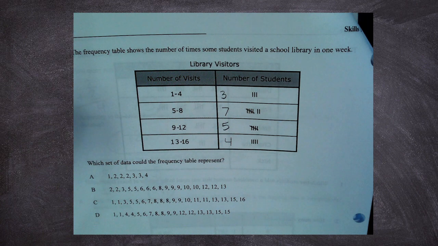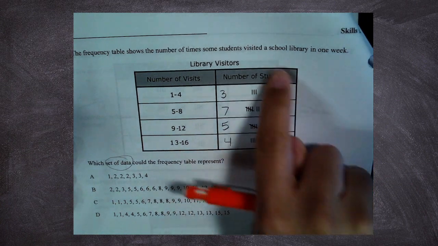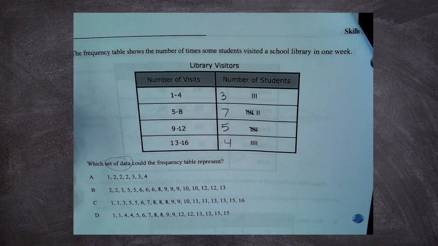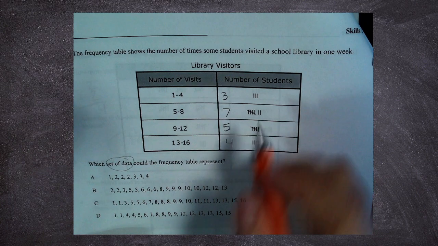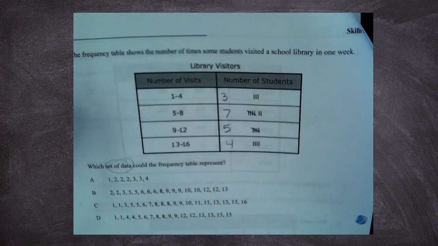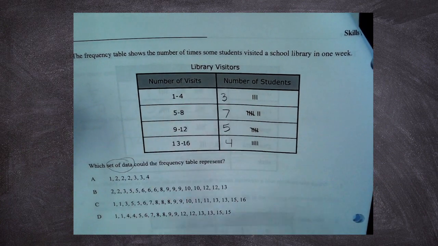Okay. Our question says, which set of data could the frequency table represent? So what they're asking us with this question is which set of data, which set of numbers could be the one that they used to make this frequency table. Here's how we figure that out. We know that there are 3 people who went to the library between 1 and 4 times.